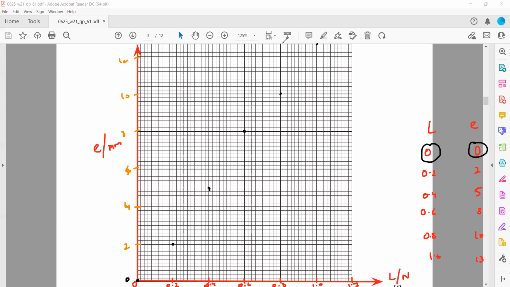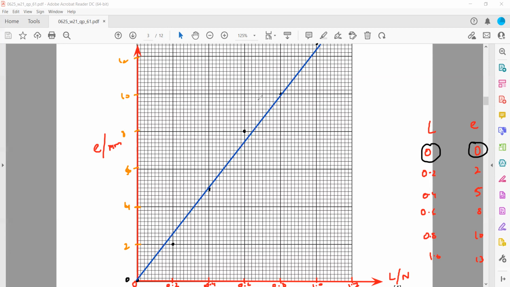Now, when we plot a graph, because our first point is 0, 0, we'll draw a best fit straight line. And we know force and extension are directly proportional. What is the meaning of a best fit straight line? The number of points above the line and the number of points below the line should be the same or equal. As you can see here, I have one point above the line and one point below the line. So this will be the graph for force and extension, or load and extension. Because they are directly proportional, it should be a straight line.